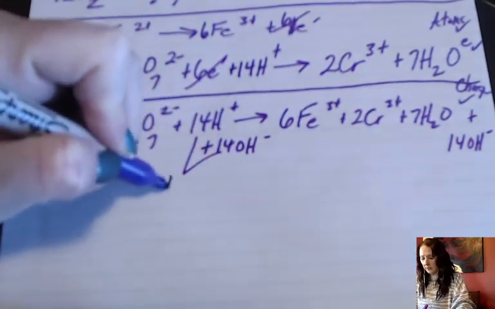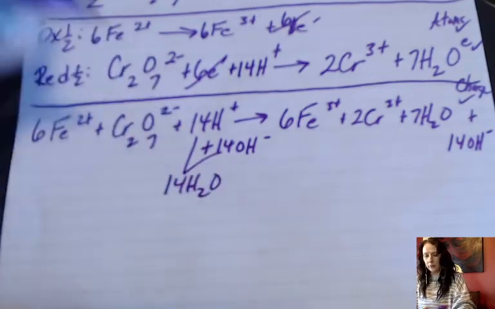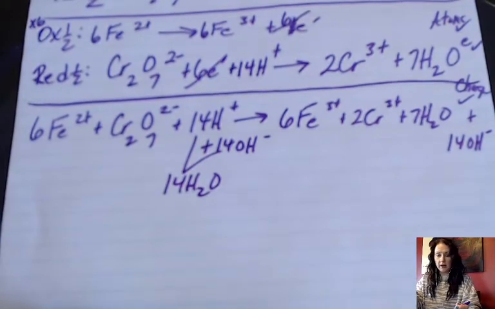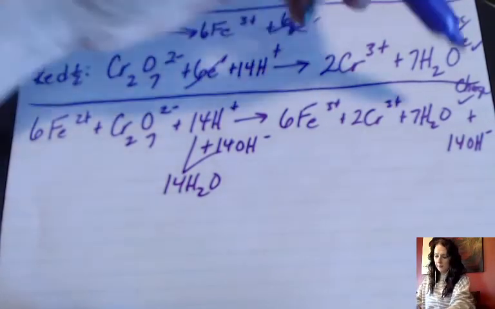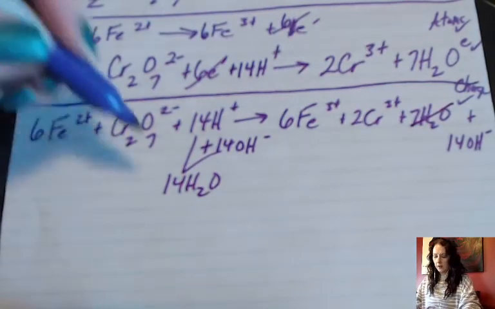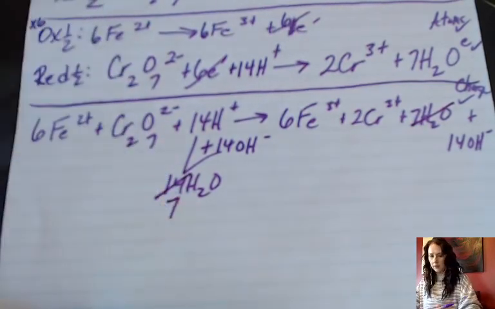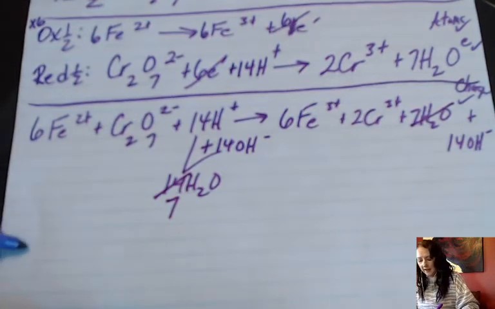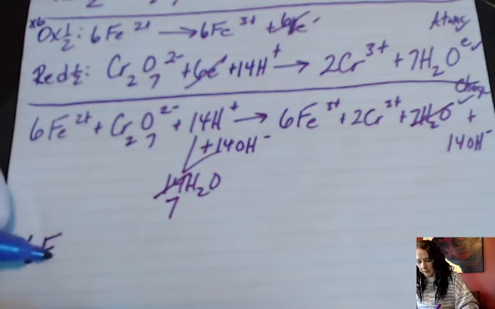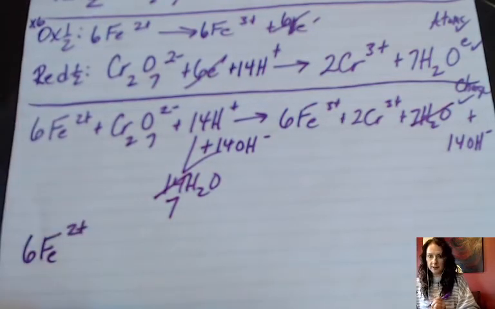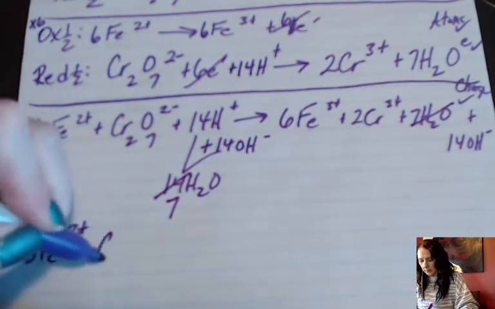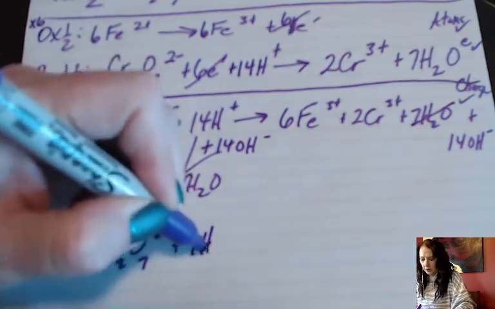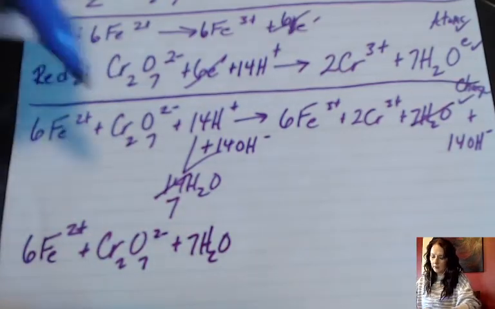So those two come together, makes 14 water molecules. I have 7 on the opposite side already, 7 H2O on my product side. So those 7 are gone. They're going to cancel with 7 of those 14, leaving 7 left over. Now I would rewrite my equation. This is now balanced for basic. And if you check your charge, once again, it should be equal, and then you know you got the right answer.